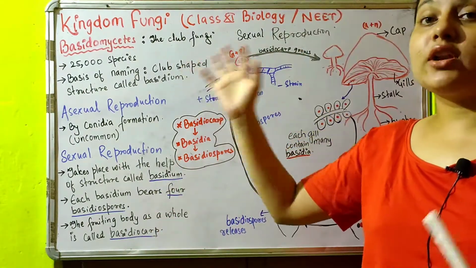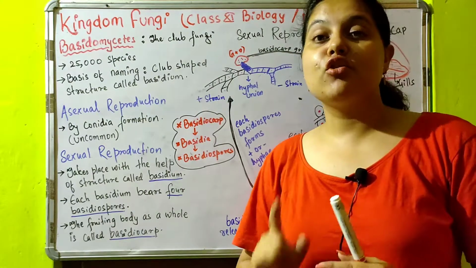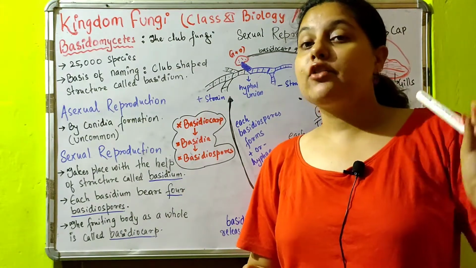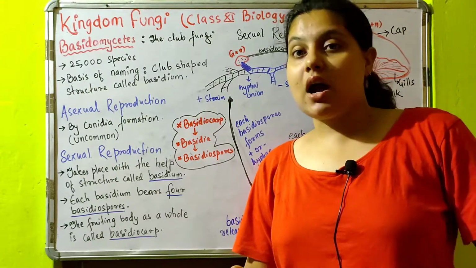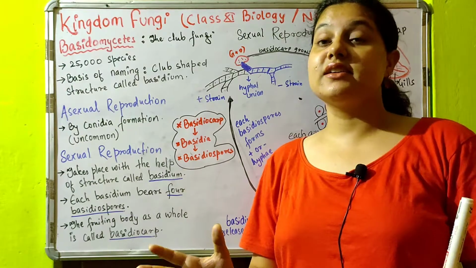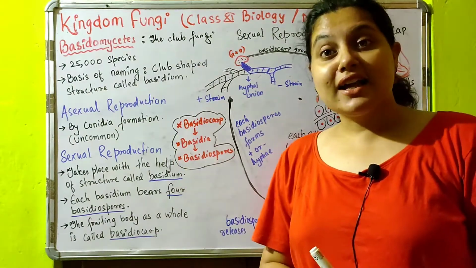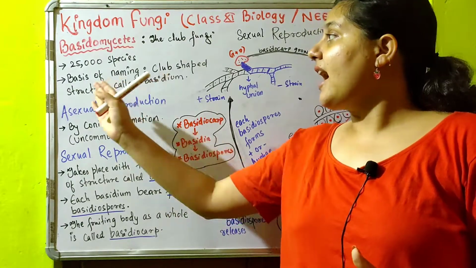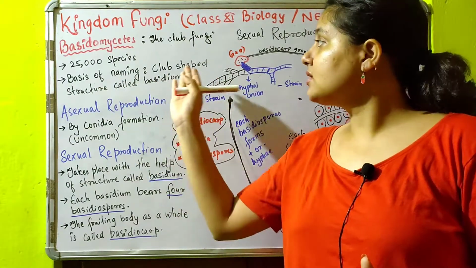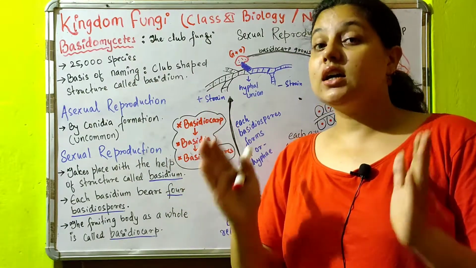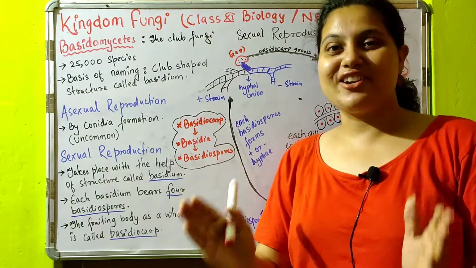Okay, it is also known as club fungi. Why is it known as club fungi? Because the fruiting body, or the reproductive part, forms a club-shaped basidia. That is the reason why they are also known as club fungi. There are about 25,000 species, and the basis of naming is the club-shaped structure called basidium.